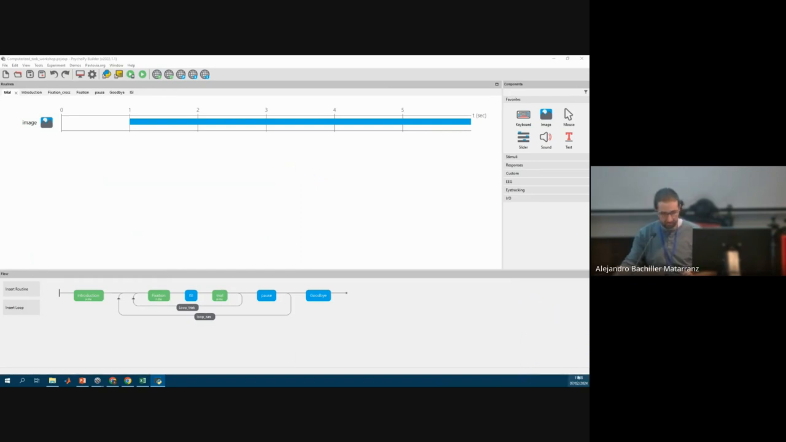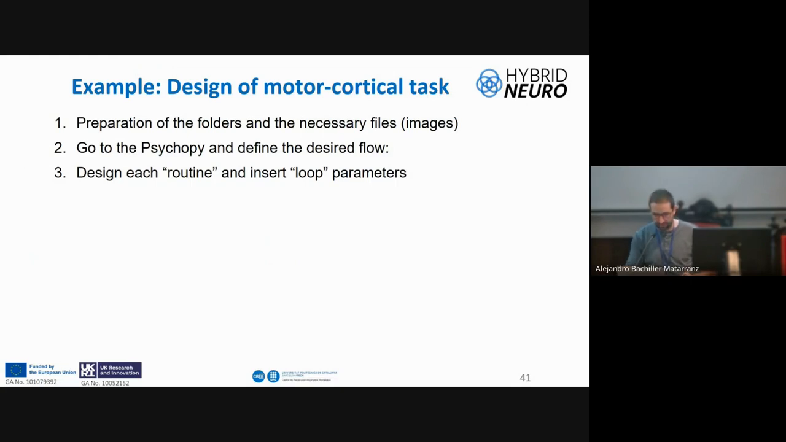Finally, I would like to indicate the last point. In order to design a motor cortical task or another computerized task, it's necessary to prepare all the folders with all the necessary files, the image, the sound, all of this. Go to PsychoPy or another software in order to define the desired flow. Then it's necessary to design this routine or loop option to fill all the parameters.